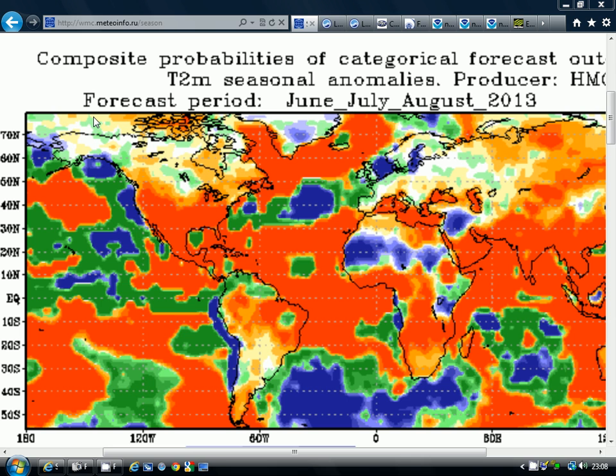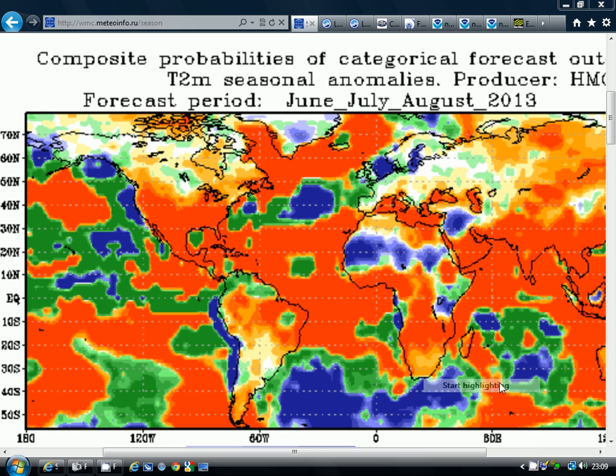So we're going to start off with the Russian model today. This is the seasonal forecast probability map in terms of temperatures, first of all, from Mother Russia, from the Russian model. And we can see that the model is actually predicting a near normal summer for the British Isles in terms of temperature. The green colours here indicating temperatures should be around the seasonal average.